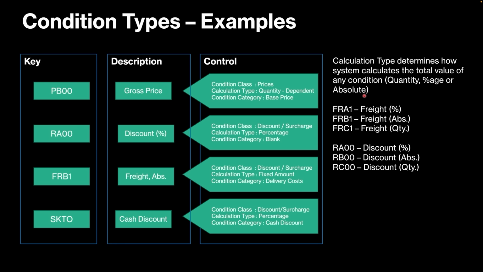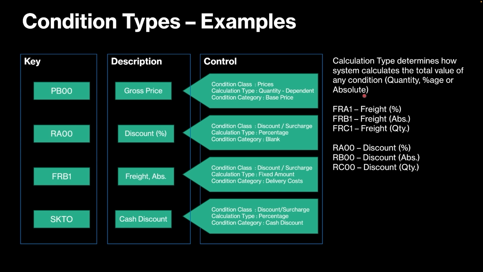Let's say that the vendor quotes a freight charge on percentage basis. That is, the freight is to be calculated by multiplying the basic price with a particular percentage. Then you will have to use that particular condition type in the system which is configured for percentage calculation. Let's say that the vendor quotes an absolute freight. So in that case, we'll have to use the appropriate condition type which corresponds to the absolute freight condition.